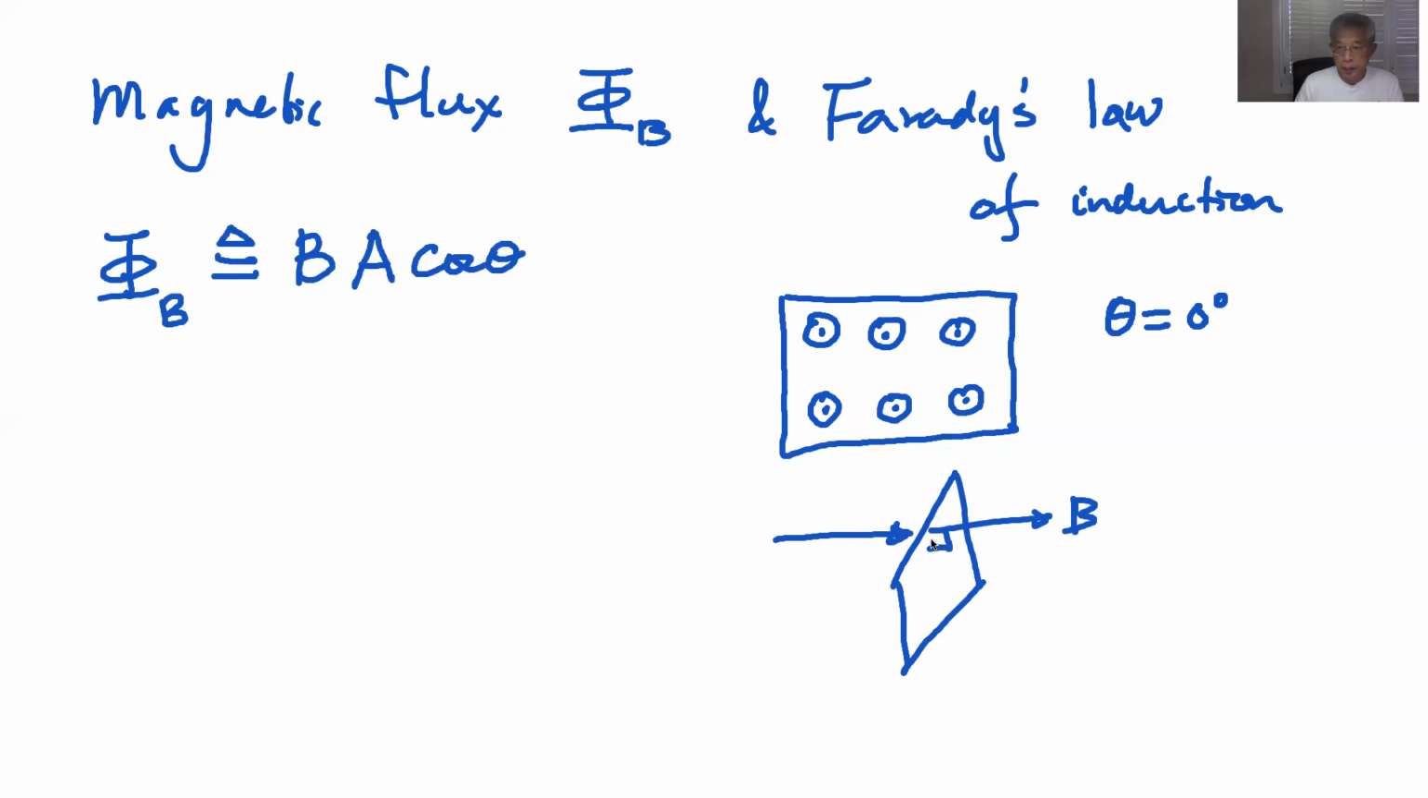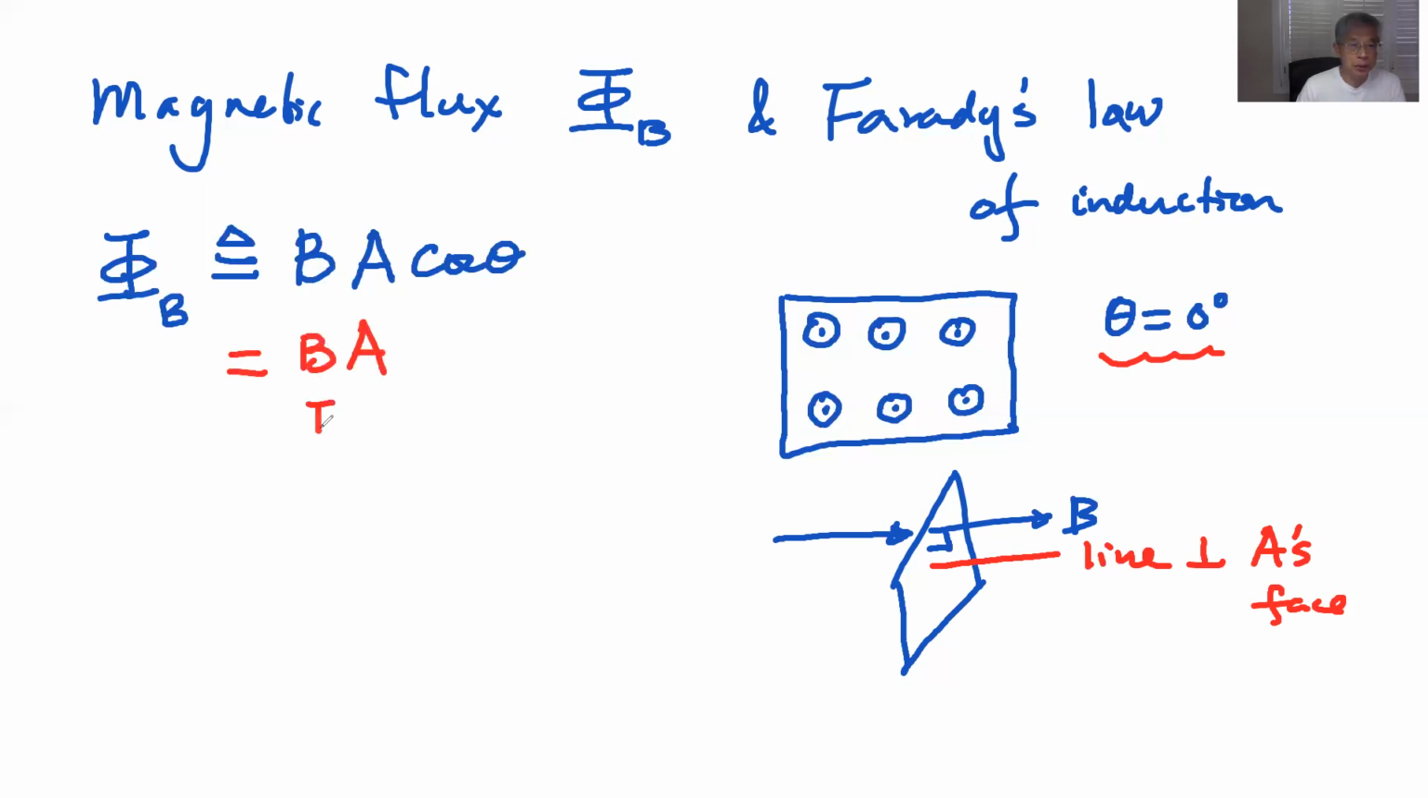It's not the area, but the line that's perpendicular to the face of the area. So this is the line that's perpendicular to the area's face. The theta between B and this line is the theta we are using here. In this case theta equals 0 degrees, a special case, so this is equal to B times A. B is in Tesla units, and A is in meter squared.